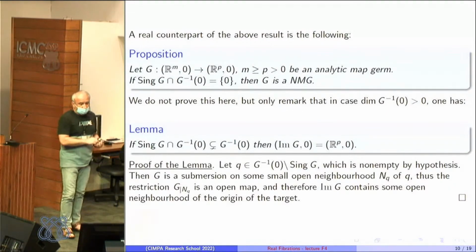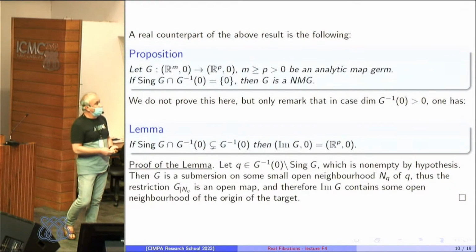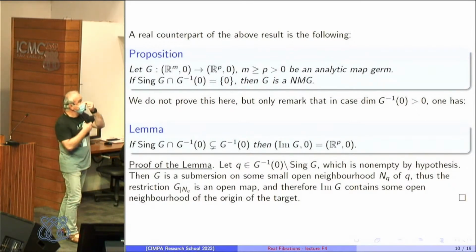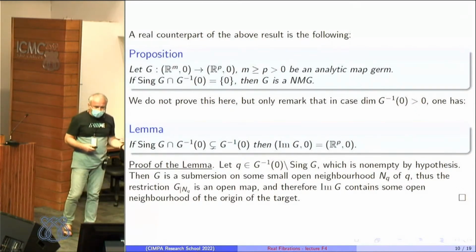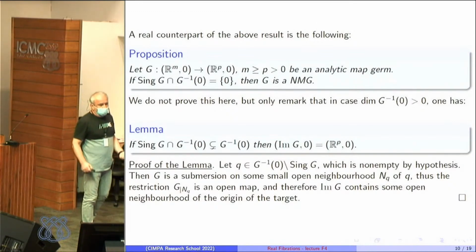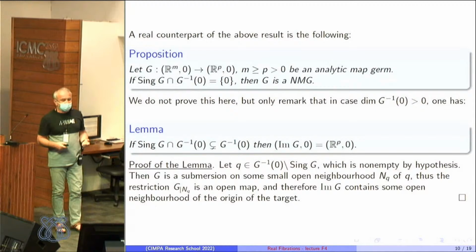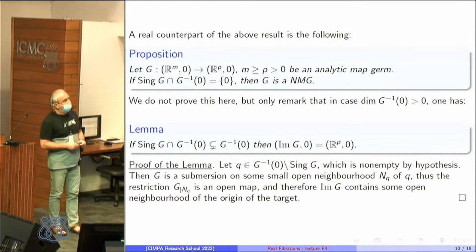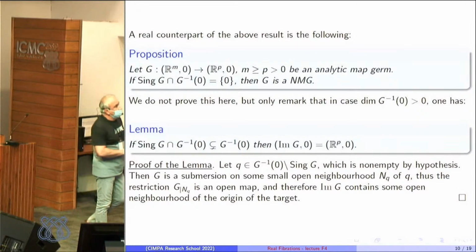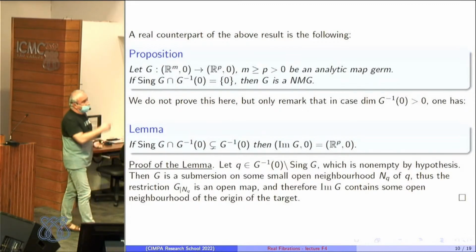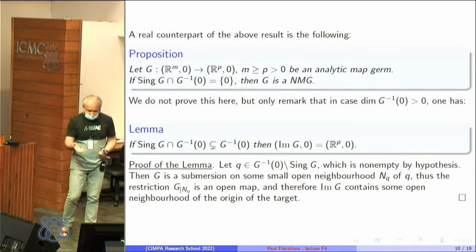And so this is for holomorphic maps, but we also have a proposition for real maps. And over here you have a map G from Rm to Rp. And if the singular locus of G intersects the fiber just at a point, then G is a nice mapping germ. Yeah. And again, here we're not going to give the proof, but there is a simple lemma, just to give a feeling.